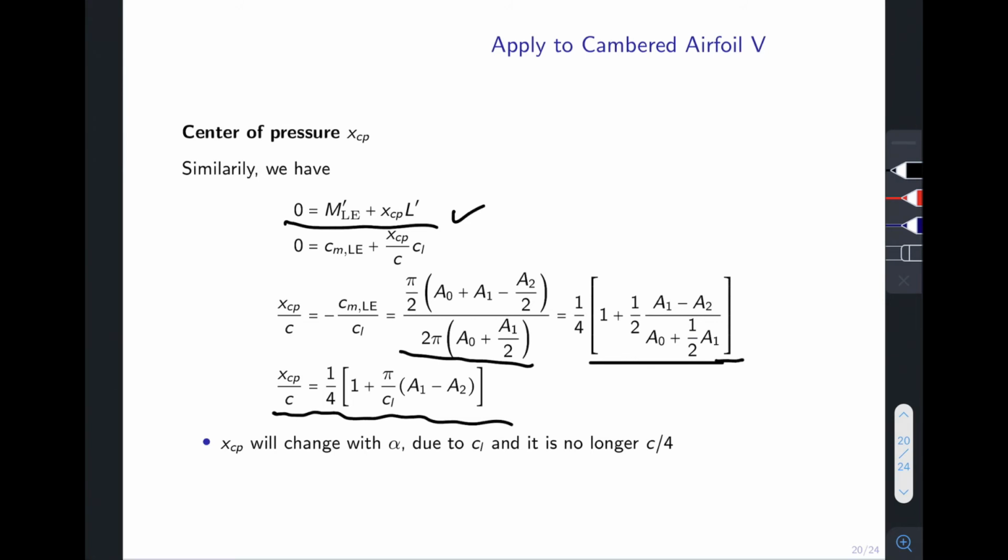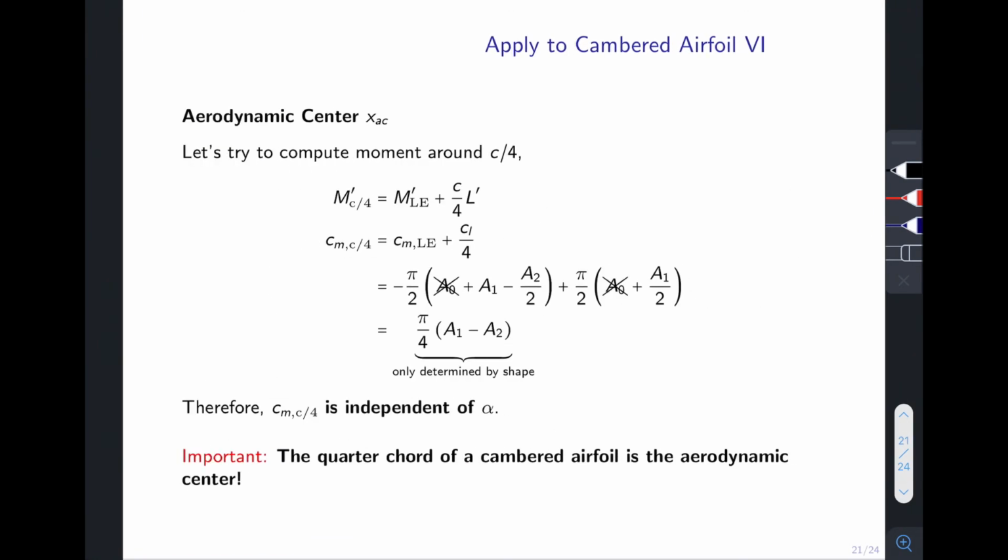A nice thing about it is that the center of pressure will change with alpha. For the general cambered airfoil case, it will change with alpha because the lift coefficient is right here, and the lift coefficient changes with alpha. Therefore, the center of pressure will change with alpha as well. But for symmetric airfoils, capital A1 equals capital A2, so this term cancels out. Here we have a cambered airfoil, which is a more general case. The center of pressure will change with the angle of attack, and it will no longer be C/4.